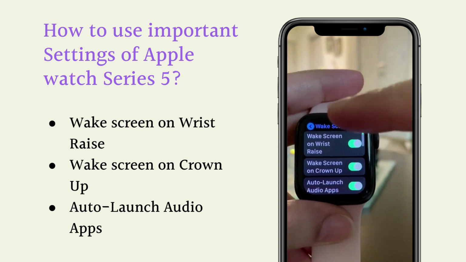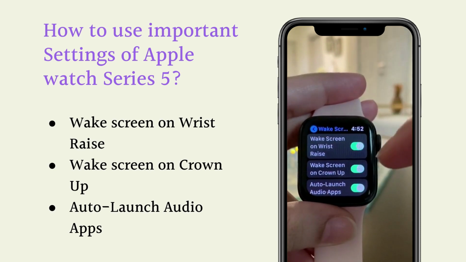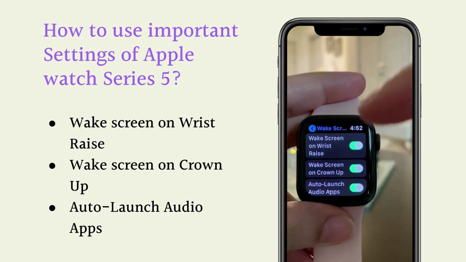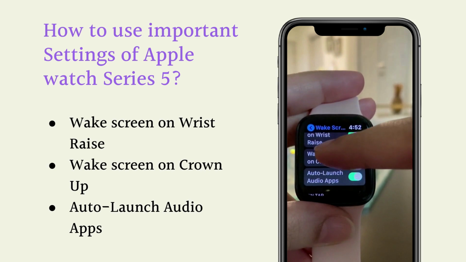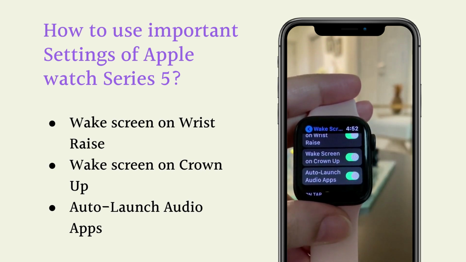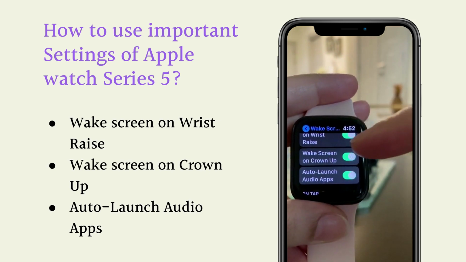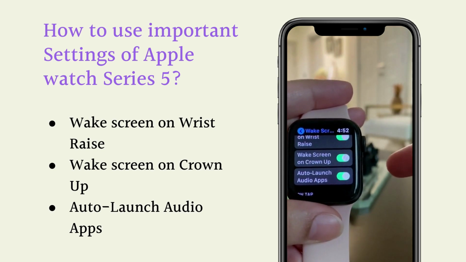So you will see 3 options right away. Wake screen on wrist raise. We will keep this option on, so if you raise your screen you will be able to see things. And the second option, wake screen on crown up, we will keep this one also on.